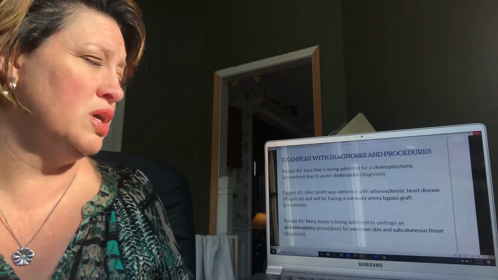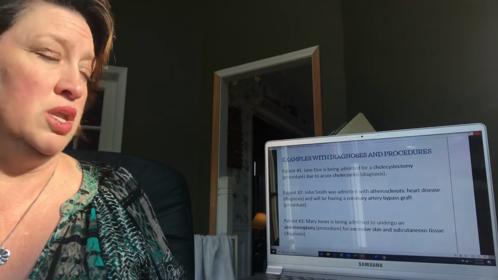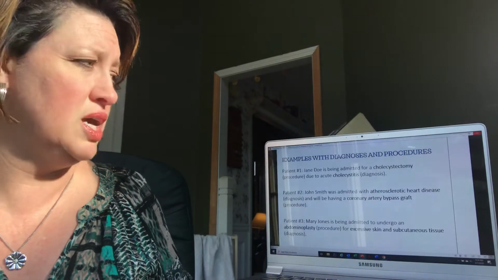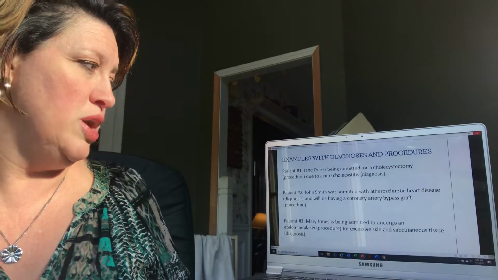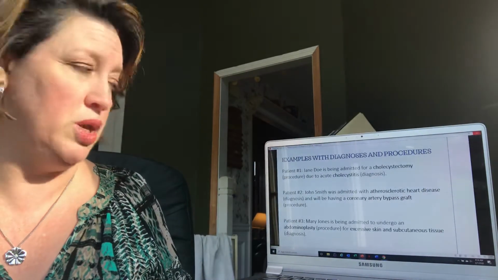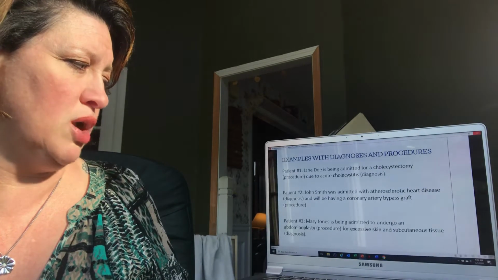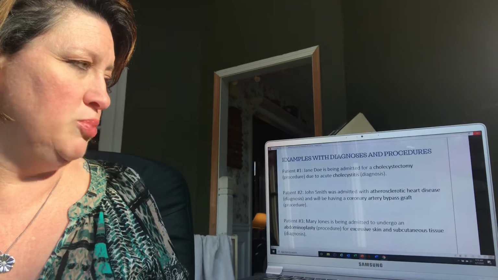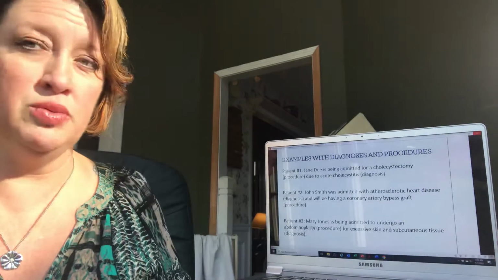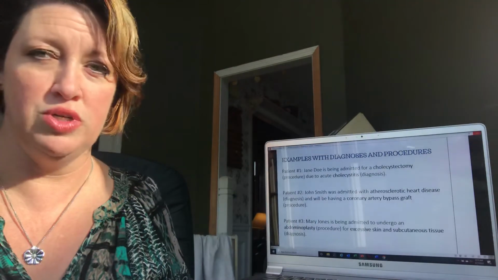So, examples of putting these diagnoses with procedures: Patient 1, Jane Doe, is being admitted for a cholecystectomy, which is the procedure, due to acute cholecystitis, which is the diagnosis. Patient 2 is John Smith, admitted for atherosclerotic heart disease, which will be your diagnosis, and will be having coronary artery bypass graft, which is your procedure. And Patient 3, Mary Jones, is being admitted to undergo abdominoplasty, which is going to be your procedure, for excessive skin and subcutaneous tissue, which is your diagnosis.